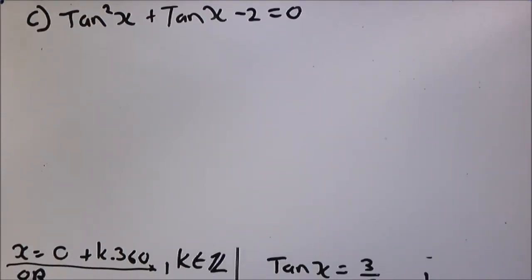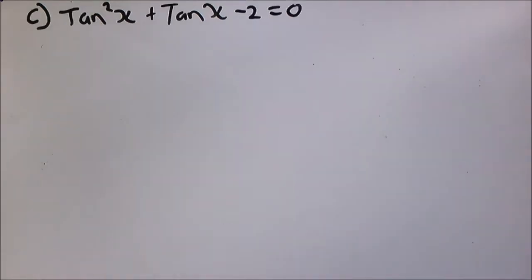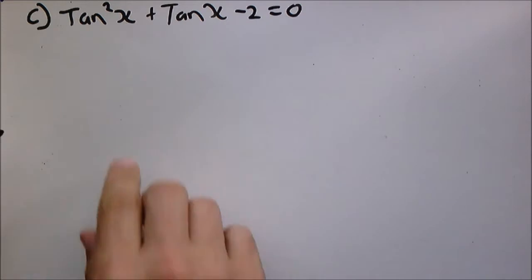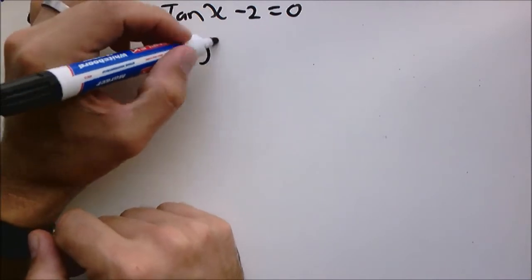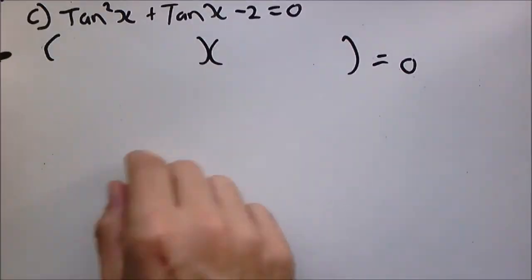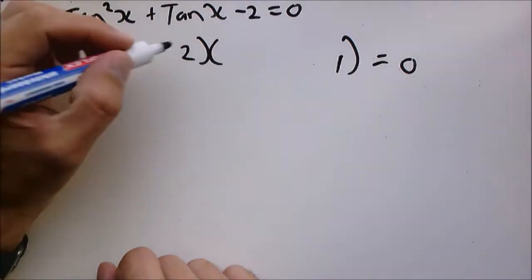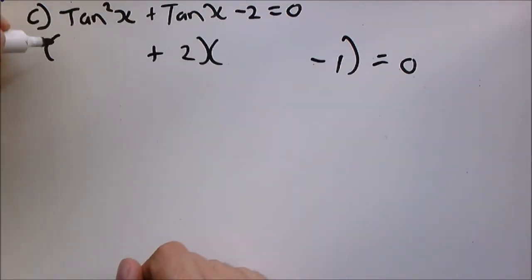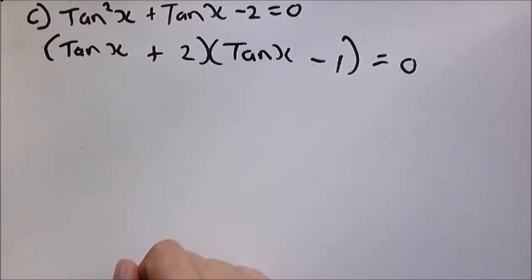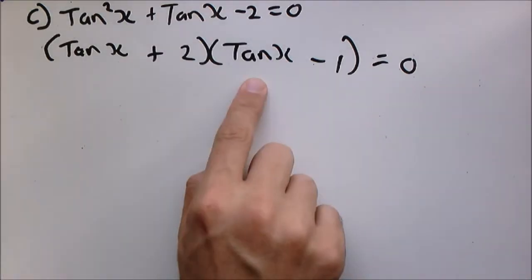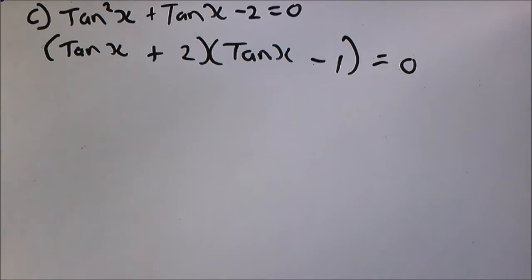Okay, so number C, tan squared x plus tan x minus 2, and you will notice it's a trinomial, and we just need to factorize. So let's first factorize with our two brackets. It's a negative 2, so we'll definitely have a 2 and a 1. It's a positive in the middle, so this will be plus 2 and minus 1. And then we'll have tan x and tan x. Let's test it. Tan x times tan x is tan squared x, minus tan x plus 2 tan x gives us the middle term, minus 2. So it works out perfectly.